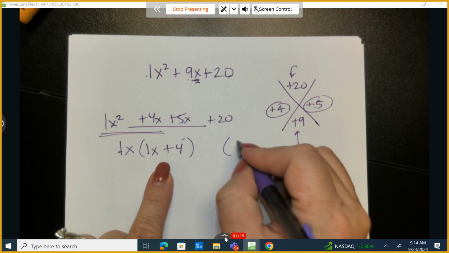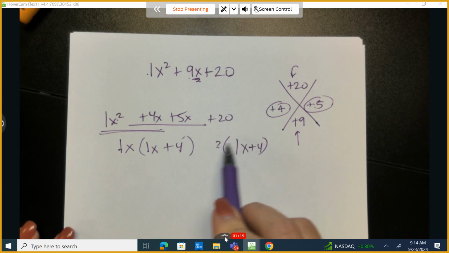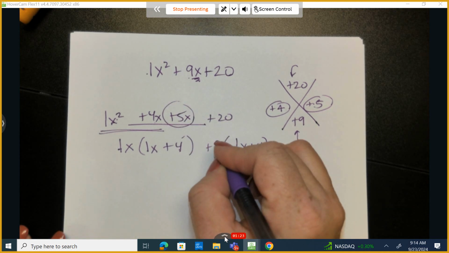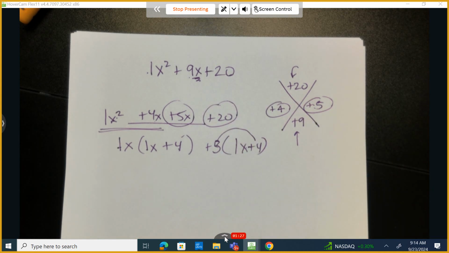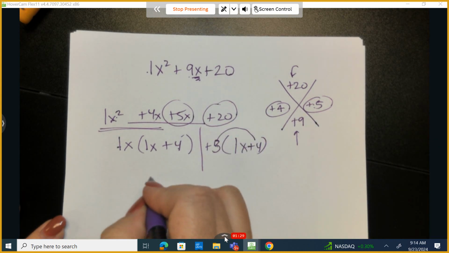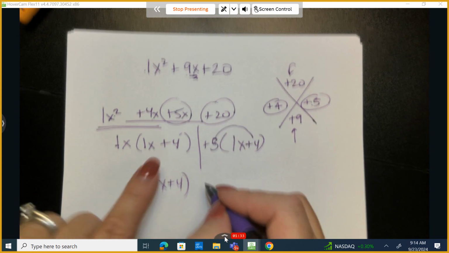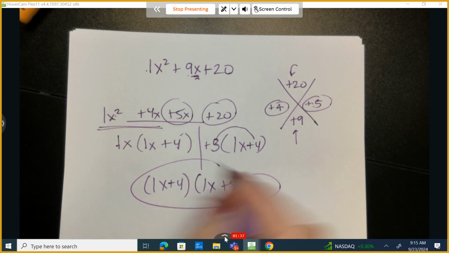I'm going to take what's in parentheses, I'm going to place it in back and put a little question mark here in front. What times 1x gives me a positive 5x? That value is positive 5. Now when I distribute it, I still need to come up with this, in this case, a positive 20. There's a front and a back. They both contain a 1x plus 4, which is the same as x plus 4. In front of the first parenthesis is 1x, and in front of the second parenthesis is a positive 5.